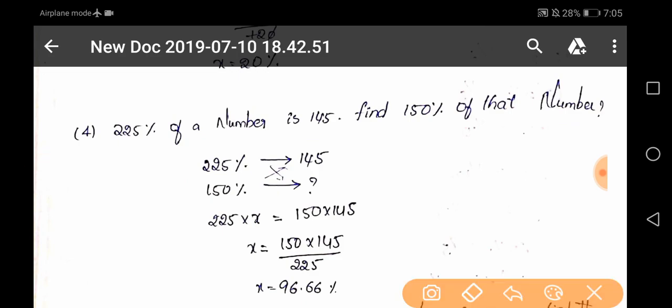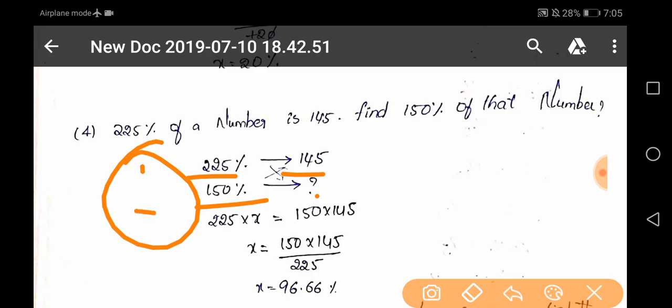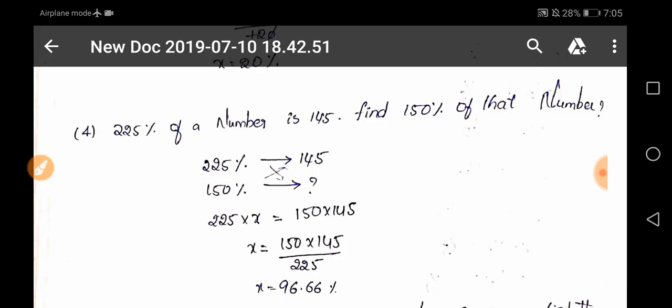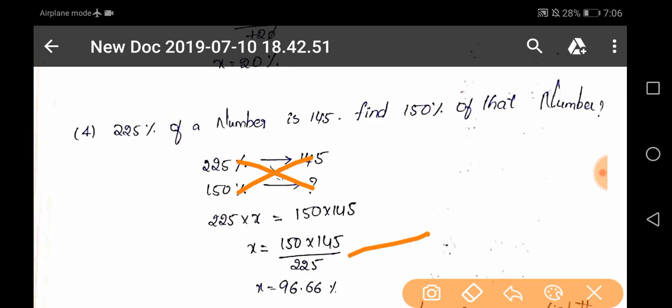So see, 225% means how much? 145. For 150% we have to find out the number, and we don't know the number, which they are doing, like they are doing the percentage. So just keep it aside, no need of that in this problem actually. Just crisscross multiply. So 225 into x equal to 150 into 145. So x equal to 145 into 150 by 225. It is nothing but 96.66. By solving this, you will get 96.66.